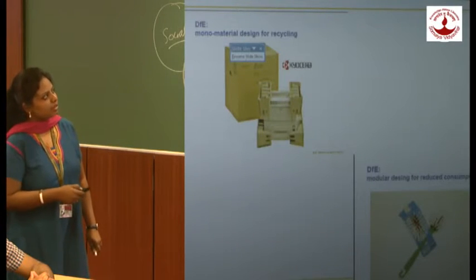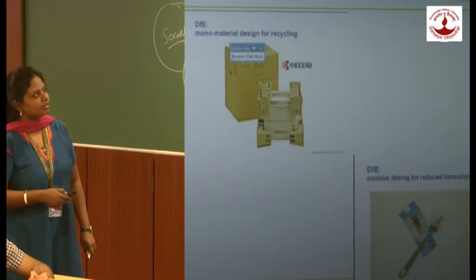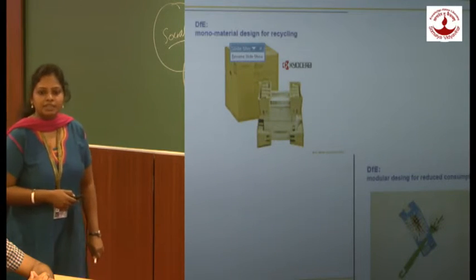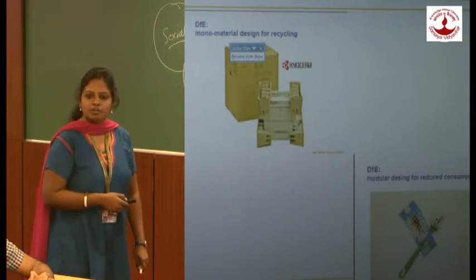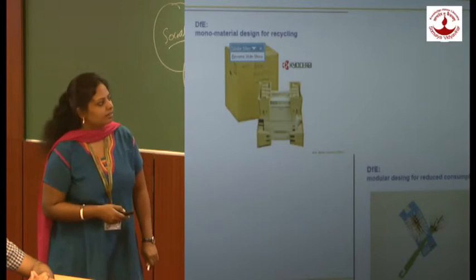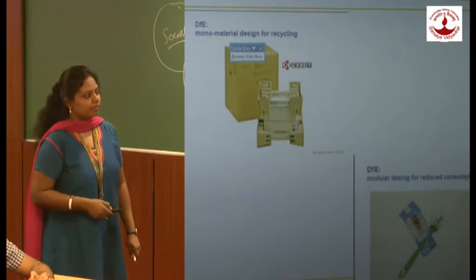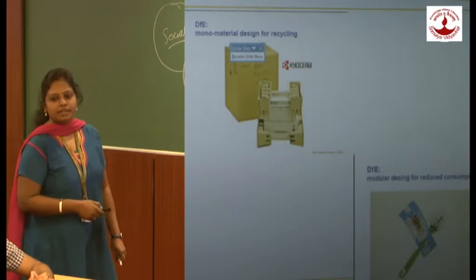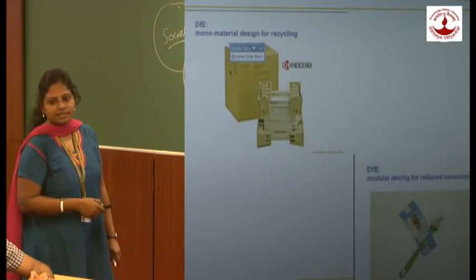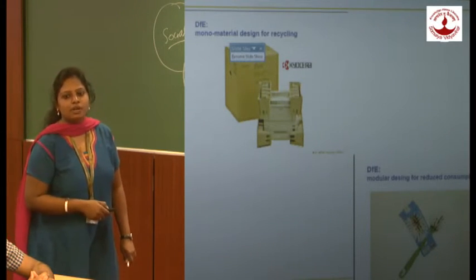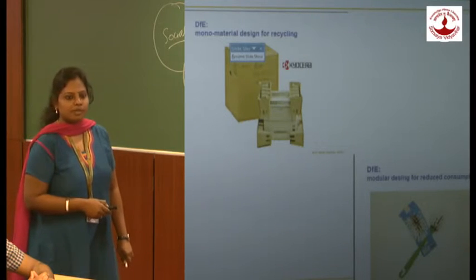Here we see the example of mono material. You will see a single type of material is used so that the packaging can also be recycled. And here, modular type. It is folded, and here again the packaging is reduced. So a modular type of product can also be designed.